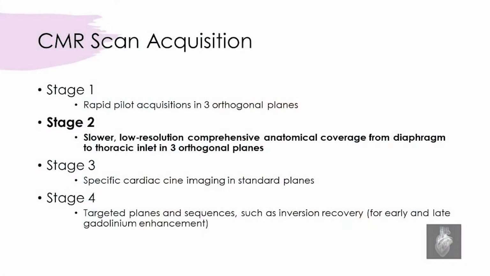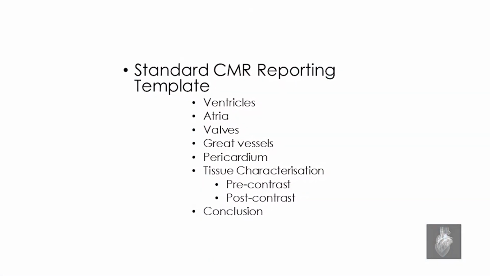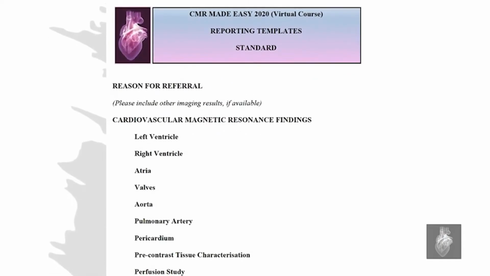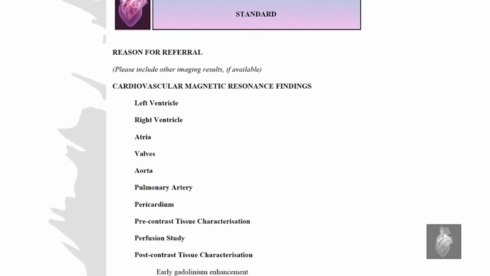When reviewing a CMR scan, it's important to systematically go through cardiovascular structures within the context of the overall anatomy imaged. Pilots, taken across multiple planes, cover a wide anatomical area. I find it helpful to use reporting templates. A standard template would include comment on the ventricles, atria, valves, great vessels, and pericardium.